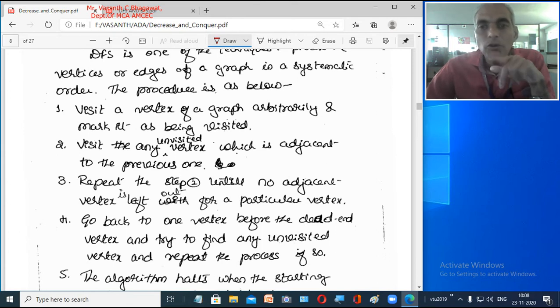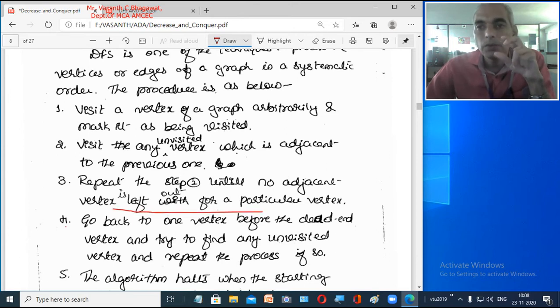So the third step, what we do, now repeat step 2. Again you start repeating until no adjacent vertex is found, until we don't get any vertex which is adjacent to that vertex and which has not been visited. Then we go to the fourth step.